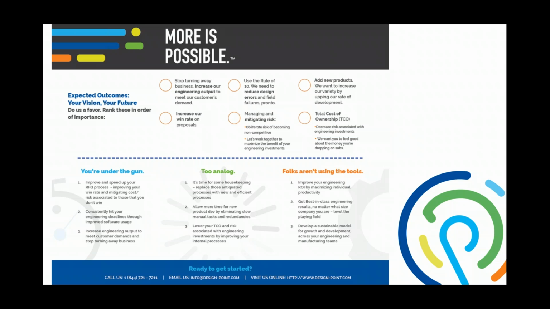On the flip side of this document are just more examples that might help you do some thinking about where to point us. So for example, at the top area here, we've got 6 different examples of things people have said to us before, right? That, for example, they're so busy that they turn away business at times. And that's not good, right? So we need to increase engineering output so that we can stop turning away that business.